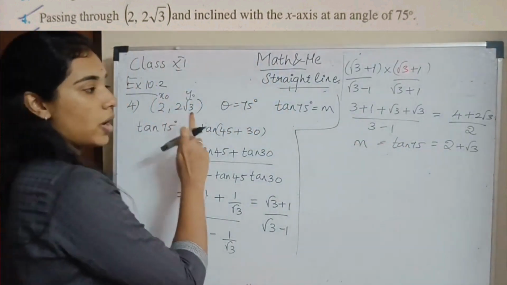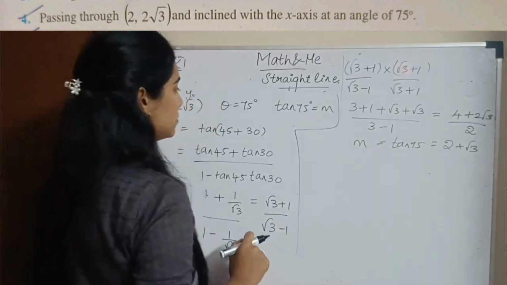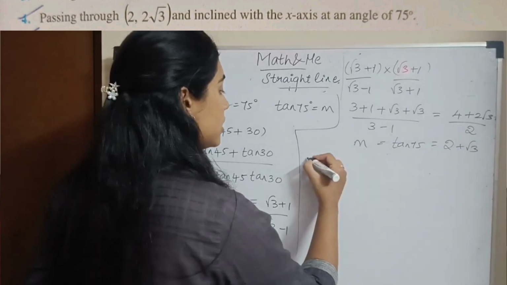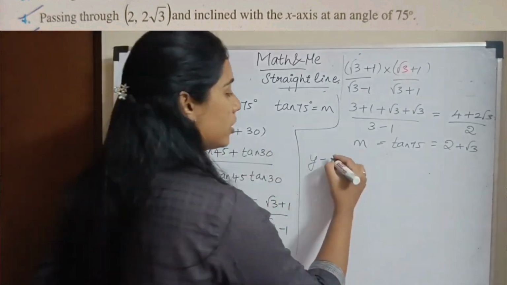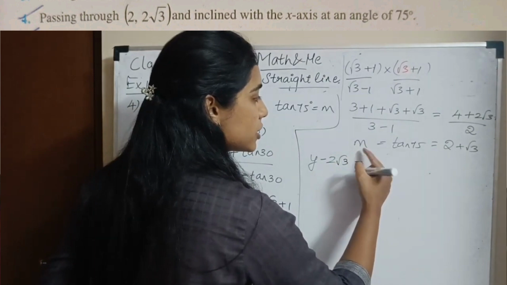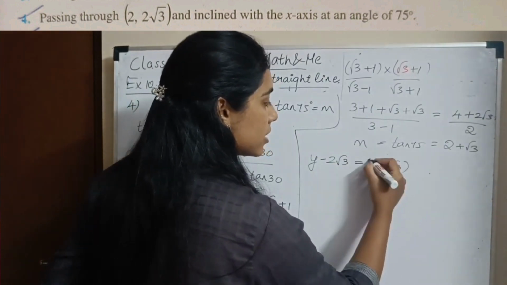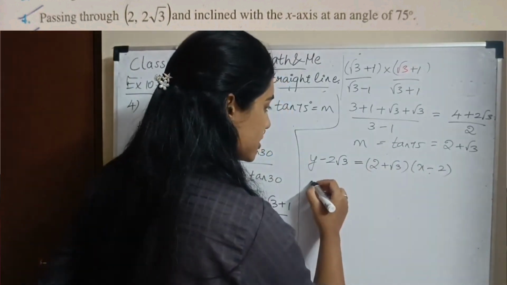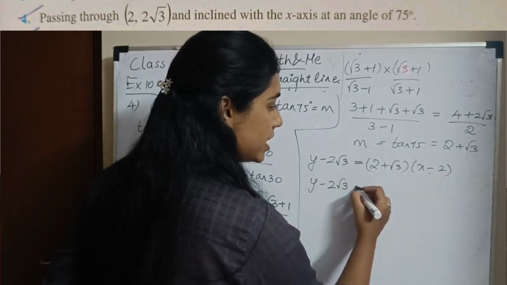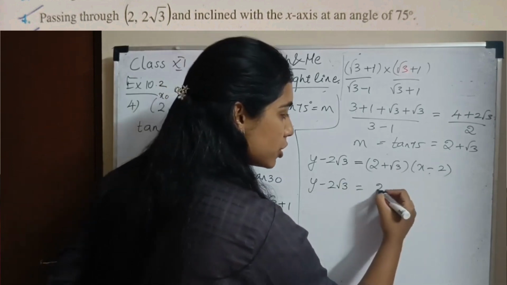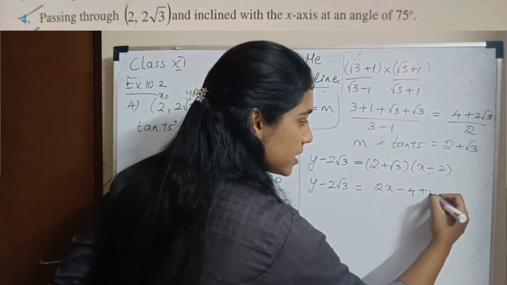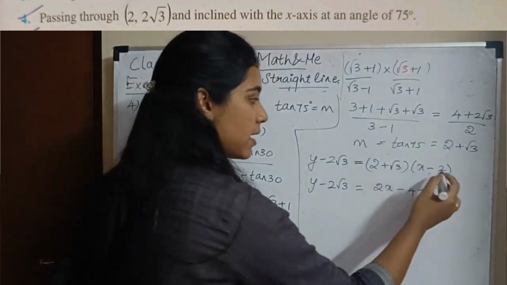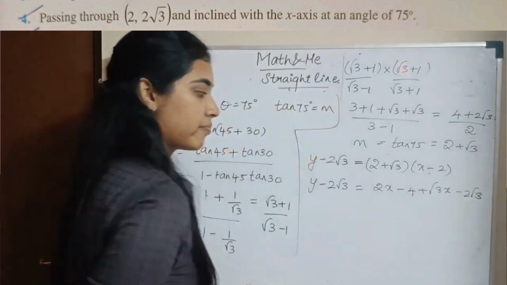Now I have a point and a slope. So according to the point slope form, y minus y naught equals slope times x minus x naught. So this is y minus 2 root 3 equals, I am going to multiply this, 2x minus 4 plus root 3x minus 2 root 3. Okay.